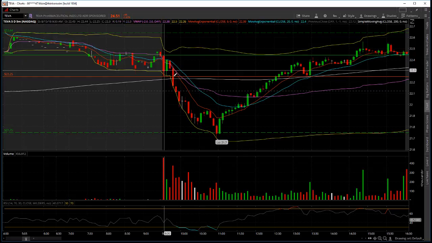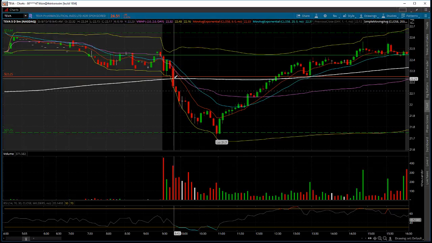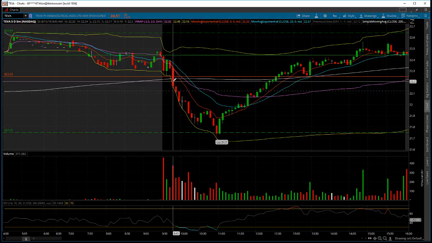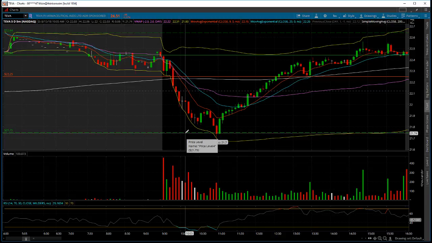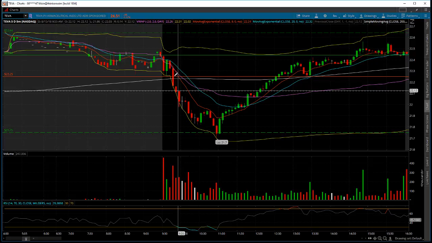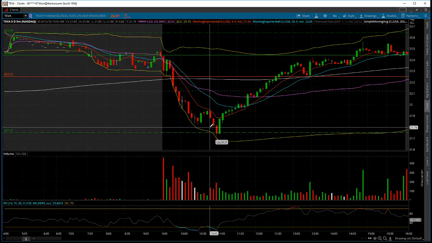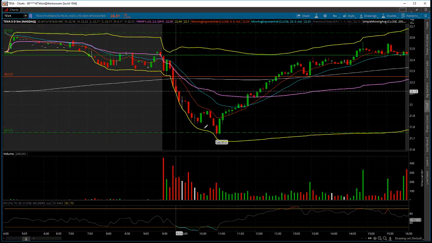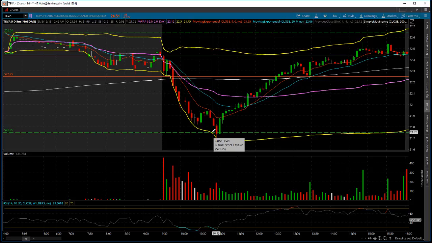So now I know my entry is going to be under here. Where is a logical first target? If I get in at 2220, do I have a logical target? So the next level that I have under 2220 is 2175. So this is just under 50 cents. No way I can scale out on this. Okay, if I get in this trade, I'm gonna have to hold this for the 50-cent move.